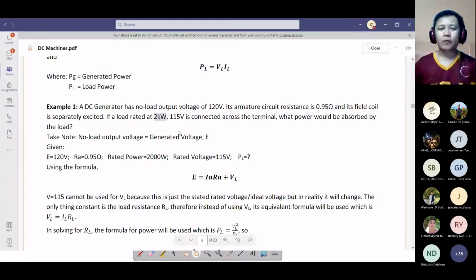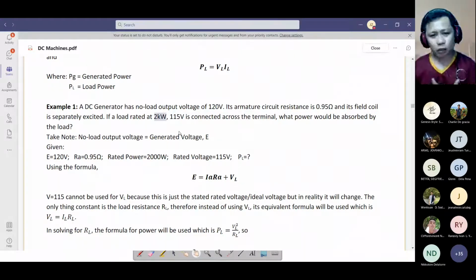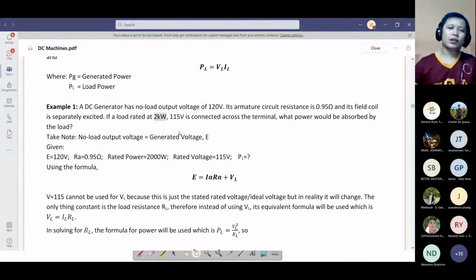Okay, now, as I said last meeting, example number 1 I have to discuss thoroughly because there are lots of complications within it, and if you're not familiar, you'll automatically go wrong. These are just very basic complications, but this is the simplest among all the complicated ones.